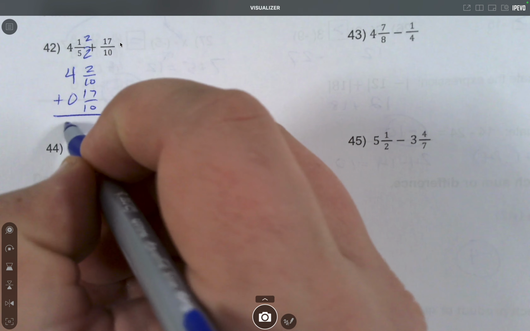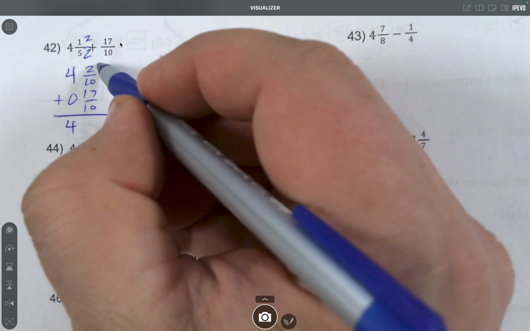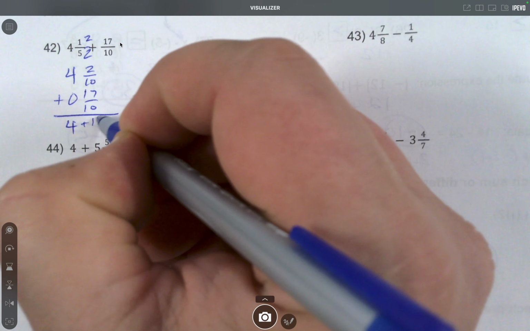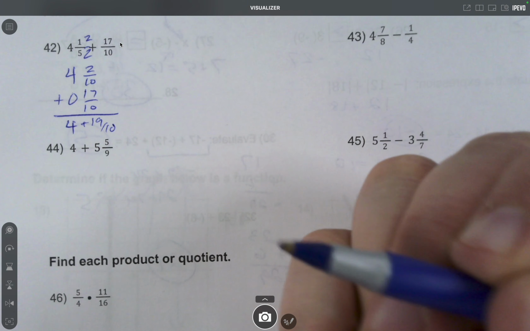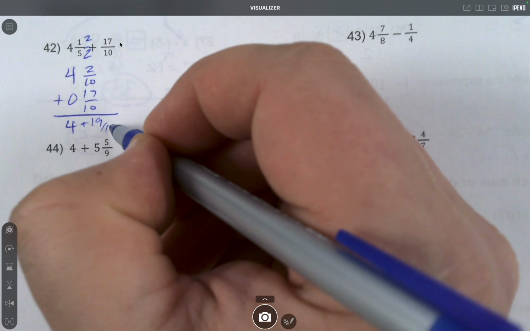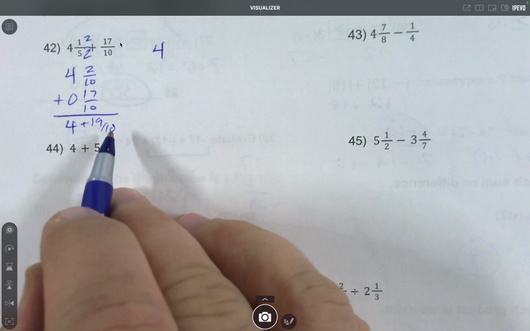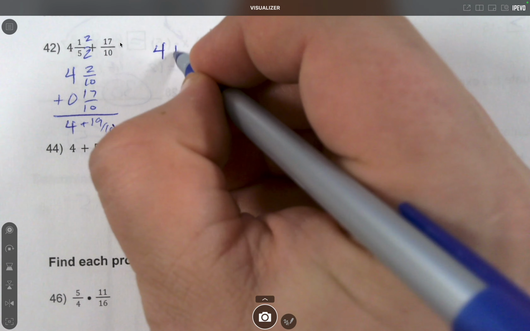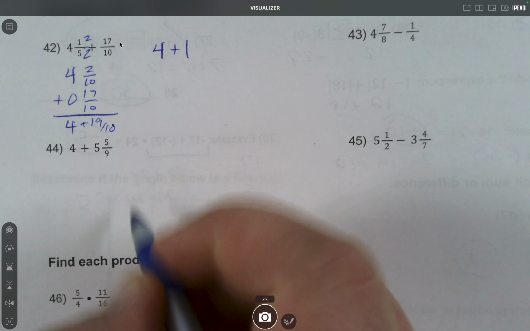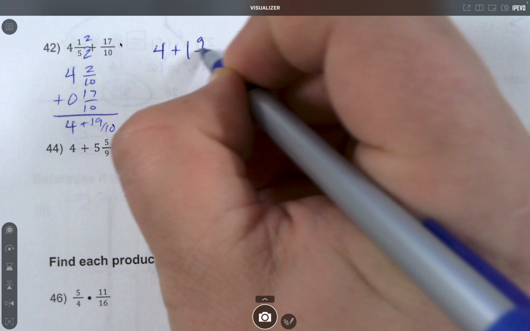So 4 plus 0 is 4. 2 plus 17 is 19 tenths. Now that's bigger than 1, so we need to rewrite that 19 tenths as a mixed number. So 10 goes into 19 one time with a remainder of 9.